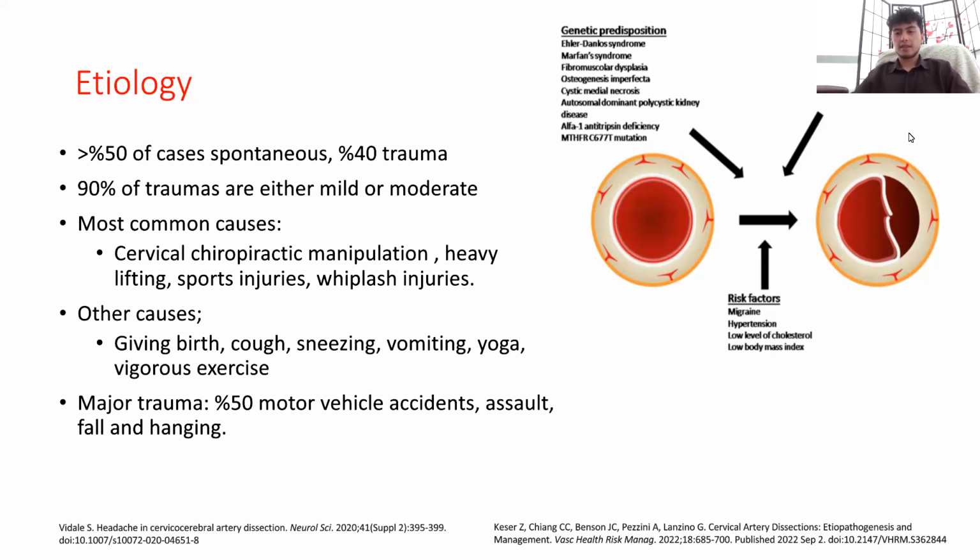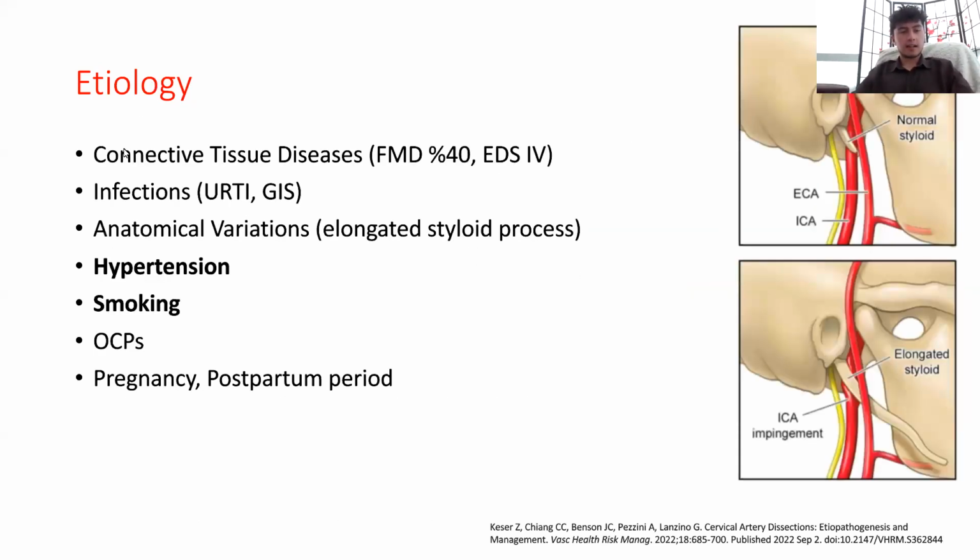So we can see this in anorexic patients, and the fat pads in the neck can be protective for cervical artery dissections, and around the vessels, the fat layer can be protective. Also, as I mentioned, connective tissue diseases, infections, and we can see anatomical variations, elongated styloid process. I put 2 images here for normal styloids and elongated styloids to show you how it can affect it.